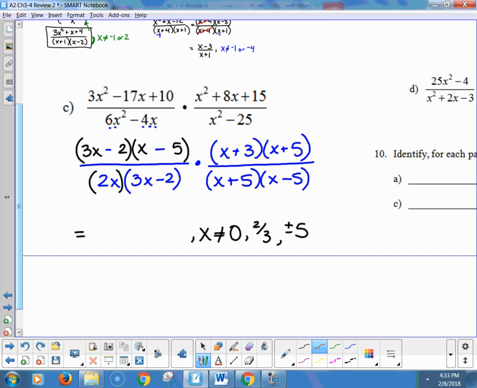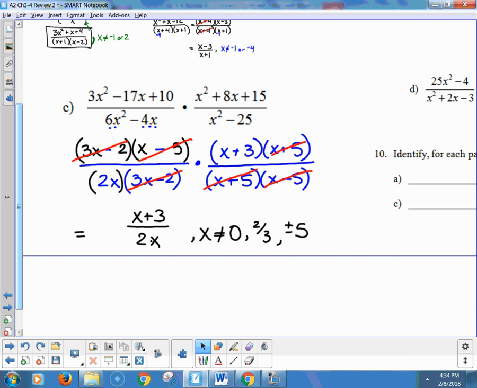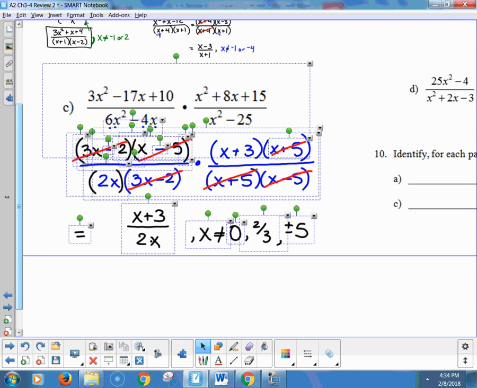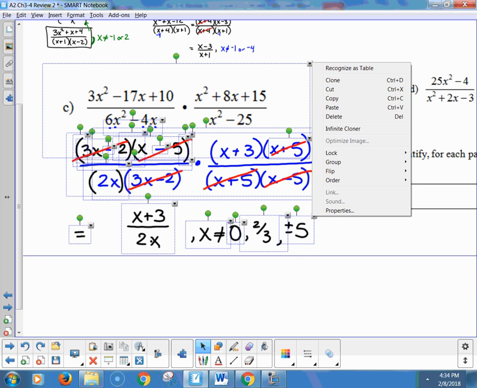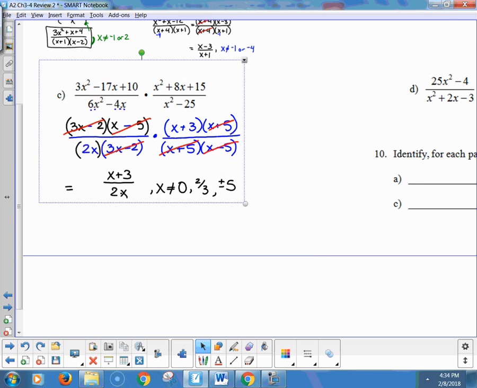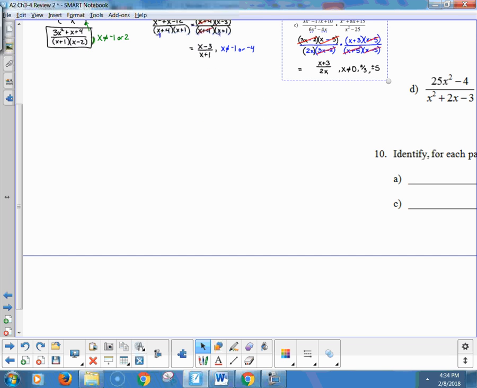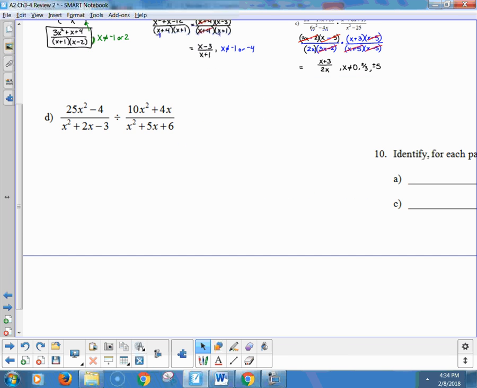So erase that stuff. And now cancel some things. Whackety whackety. I think we've got ourselves an answer. This must equal x plus 3 over 2x, provided x is not 0, 2/3, or positive or negative 5. Group and shrink that baby down. Let's take a look at D.